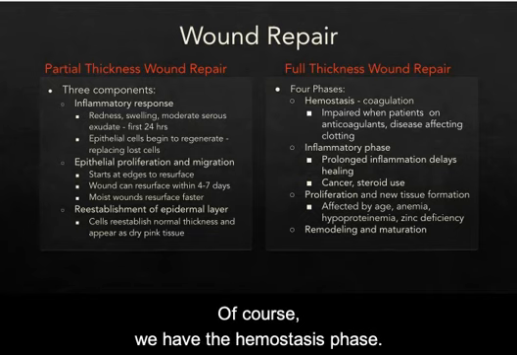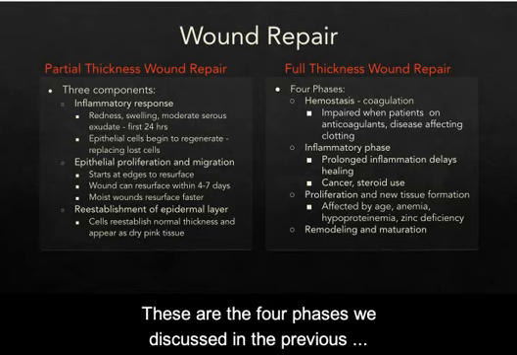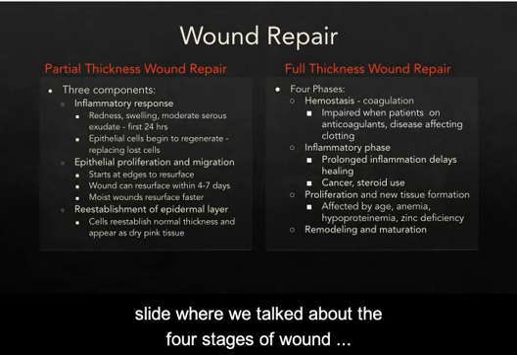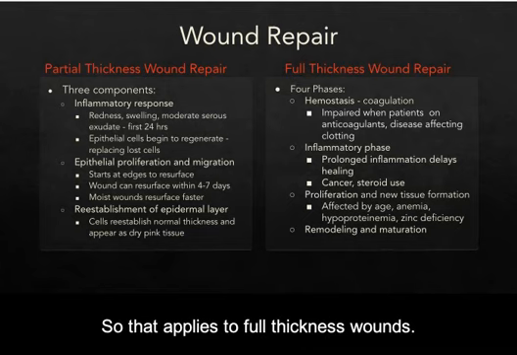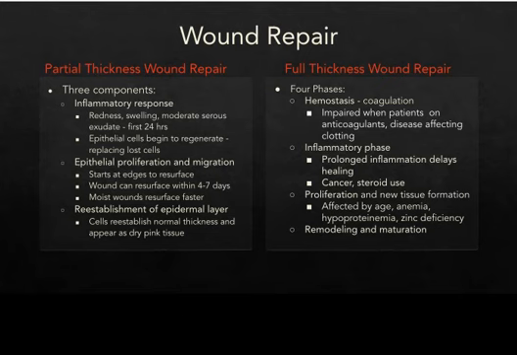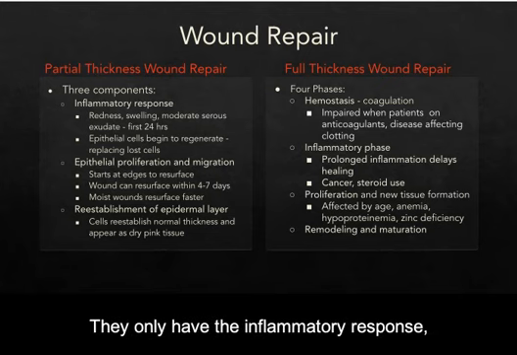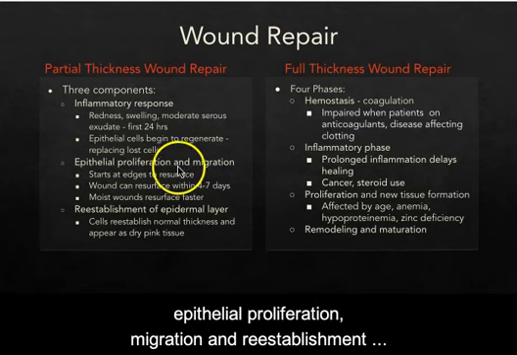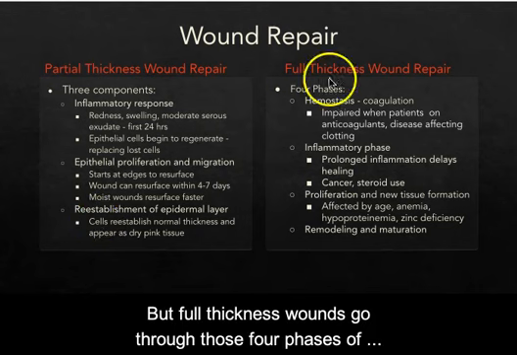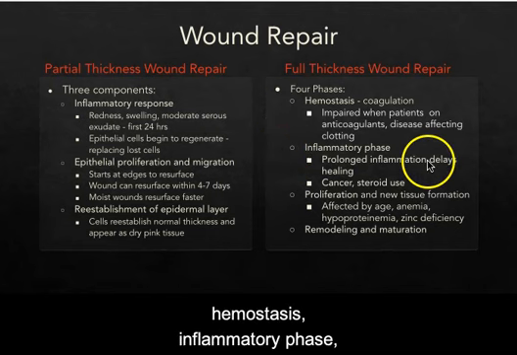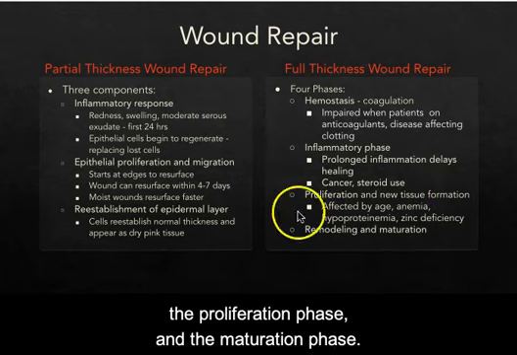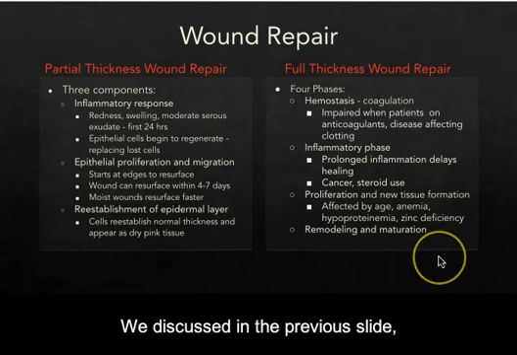So there are 4 phases. Of course, we have the hemostasis phase. These are the 4 phases we discussed in the previous slide, where we talked about the 4 stages of wound healing, right? So that applies to full thickness wounds. Partial thickness wounds don't have the full 4 stages. They only have the inflammatory response, epithelial proliferation, migration, and reestablishment of the epidermal layer. But full thickness wounds go through those 4 phases of hemostasis, inflammatory phase, the proliferation phase, and the maturation phase we discussed in the previous slide.